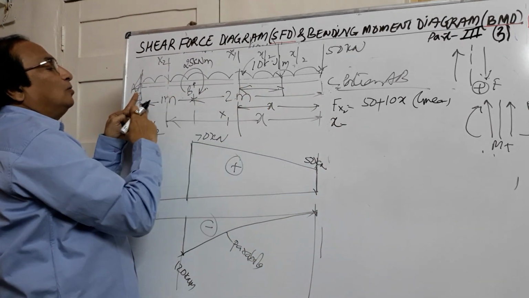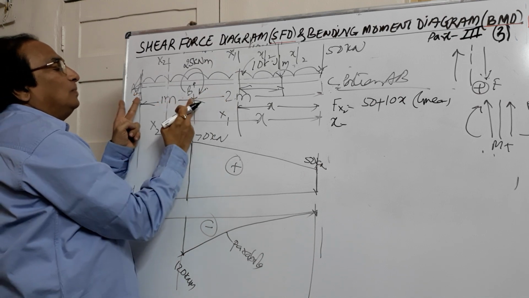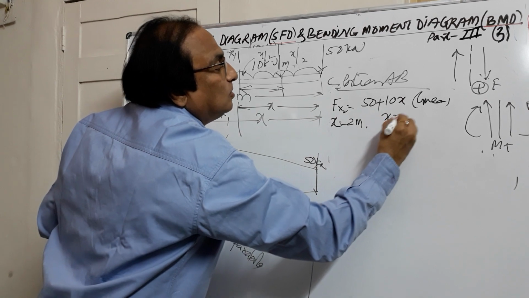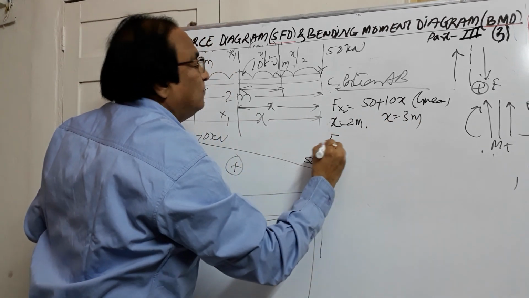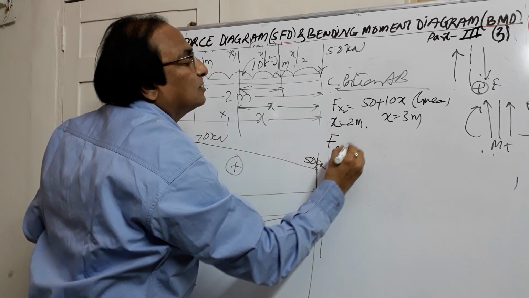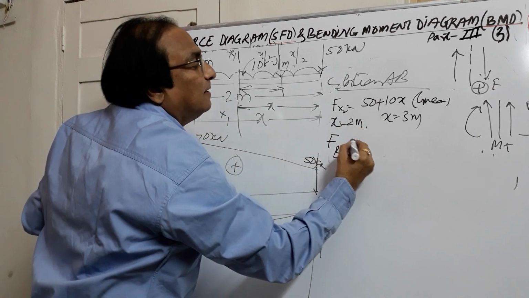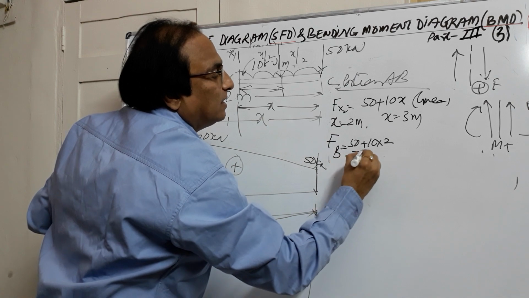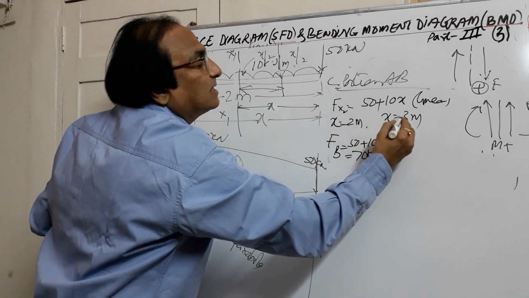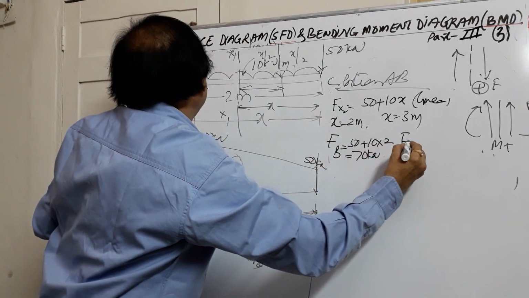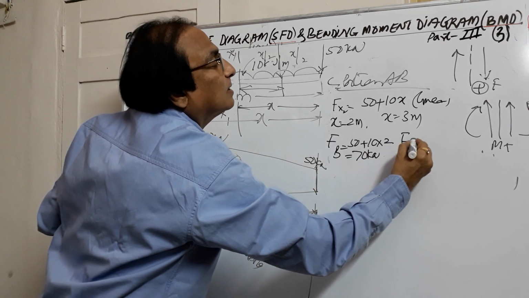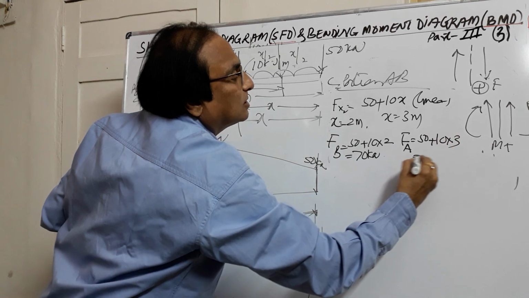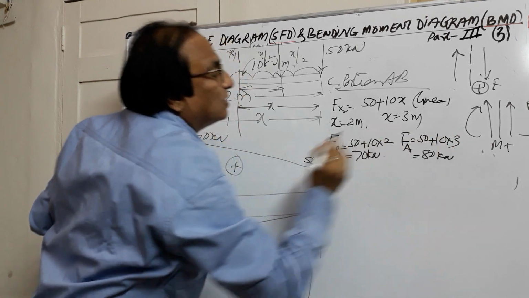To x is equal to 2 plus 1, 3 meters. 2 meters to 3 meters. X is equal to 2 meters to x is equal to 3 meters. So shear force at B, that is when x is equal to 2 meters, it will be 50 plus 10 into 2 is equal to 70 kilonewton. And when x is equal to 3 meters, shear force at A, this will be equal to 50 plus 10 into 3, so this will be equal to 80 kilonewton.